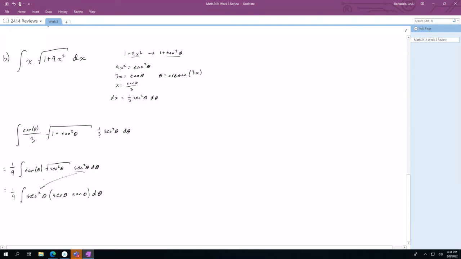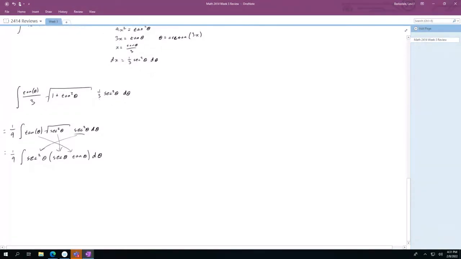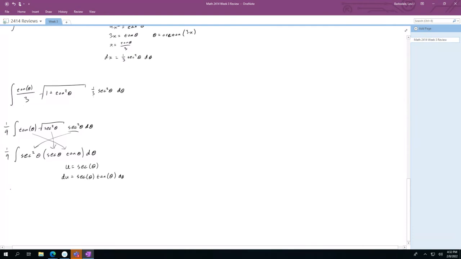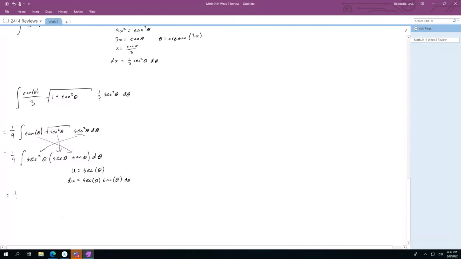So here's my secant squared, it went right here, my tangent went right here, and then my secant squared turned into secant theta. Okay. Well, now I can actually set this up just like a U substitution problem. So then I have secant squared turns into U squared. I have secant theta tangent theta. That turns into my du.